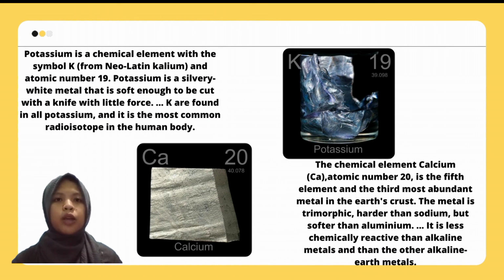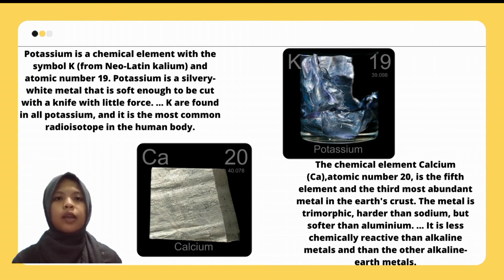And the next is potassium. Potassium is a chemical element with the symbol K from Neo-Latin kalium and atomic number 19. Potassium is a silver white metal that is soft enough to be cut with a knife with little force. K-40 is found in all potassium and it is the most common radioisotope in the human body.